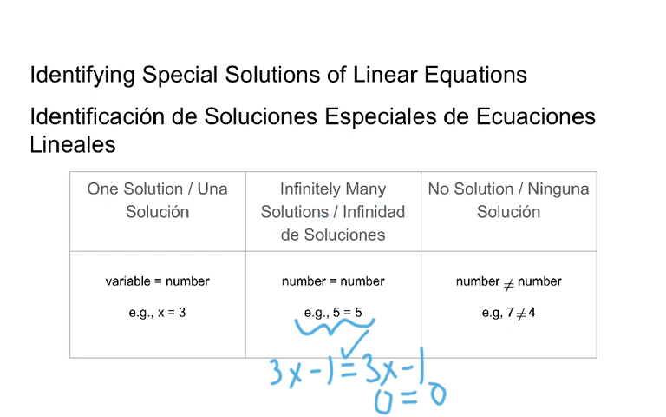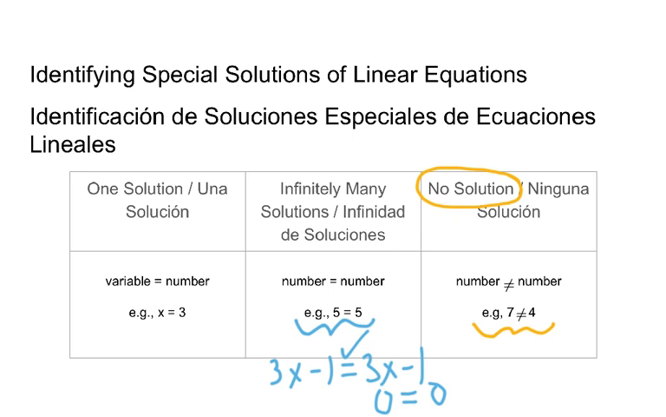Now, no solution is when the answer makes no sense. Like in this case, we're looking at when the constant of 7 would be equal to 4, and that's never true. So really we use the not equal symbol here. And then for the whole answer to the problem, we say no solution.